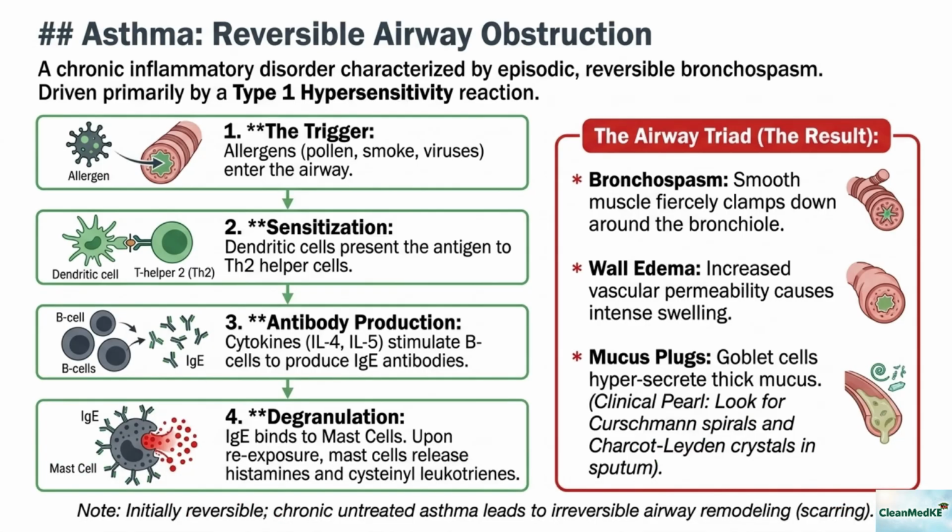Let's look closer at specific obstructive diseases, starting with asthma. This is a chronic inflammatory disorder characterized by reversible bronchospasm, primarily driven by a type 1 hypersensitivity reaction. When a trigger like pollen enters the airway, it sets off a cascade: sensitization of Th2 cells, IgE antibody production, and mast cell degranulation. This results in the airway triad: fierce bronchospasm of the smooth muscle, intense wall edema, and the formation of thick mucus plugs. In a clinical setting, keep an eye out for Kirschmann spirals and Charcot-Leyden crystals in the sputum.